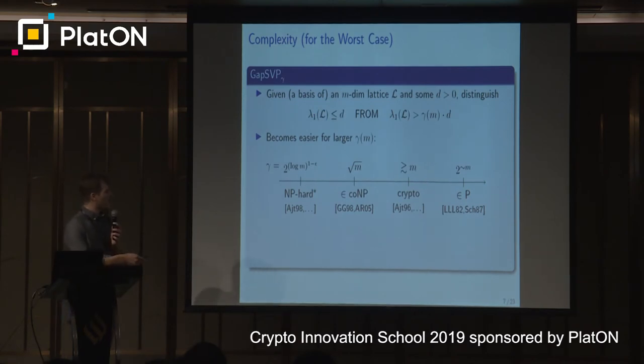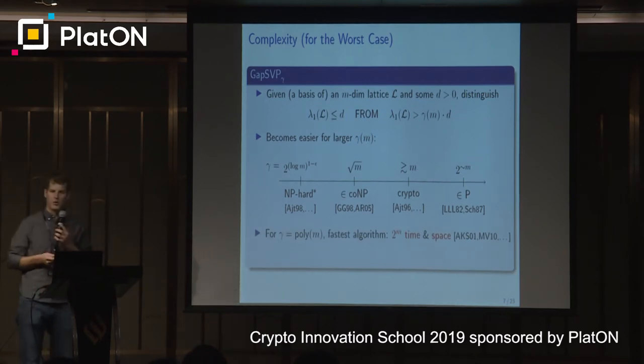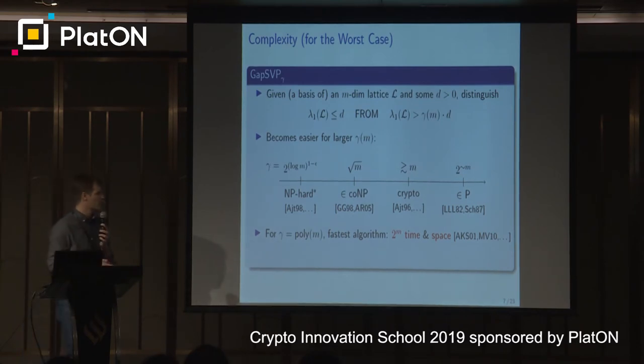So there's a vast gap, a vast world between these kinds of linear or polynomial factors, which are used in cryptography, and the exponential factors that we know how to solve efficiently. But what's really important for cryptography is that when the approximation factor is polynomial in m, in the dimension, the fastest algorithm that we have requires exponential time as well as exponential space.